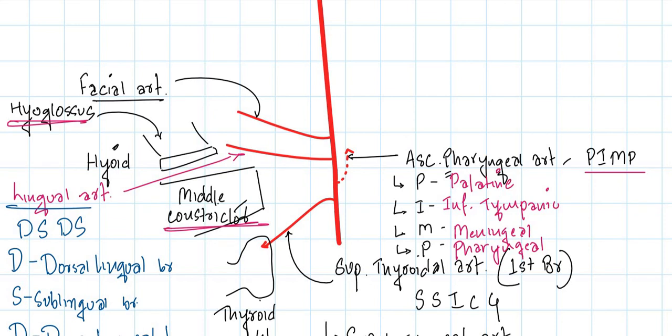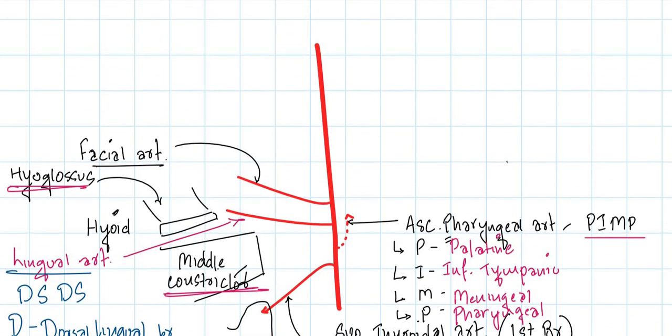Now, the next artery that I should be talking about is a posterior artery. This posterior artery comes out of the external carotid artery just at the level of the facial artery. So there's the artery that I've drawn, coming out just at the level of the facial artery, and this artery is called the occipital artery.